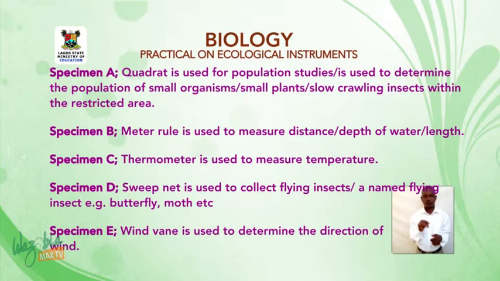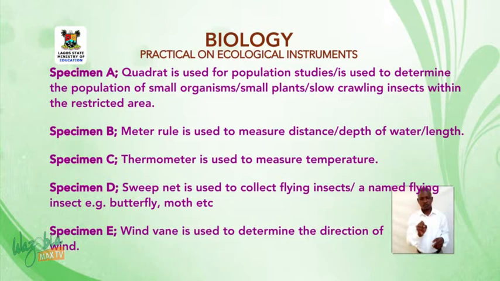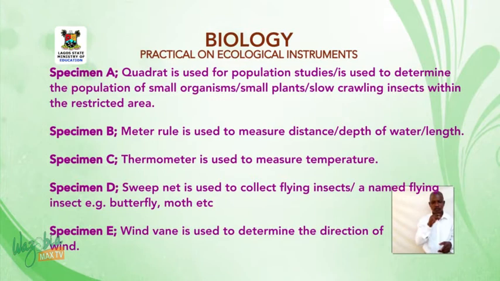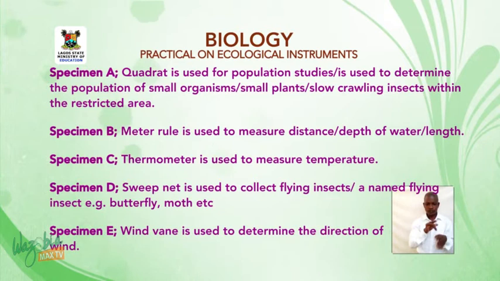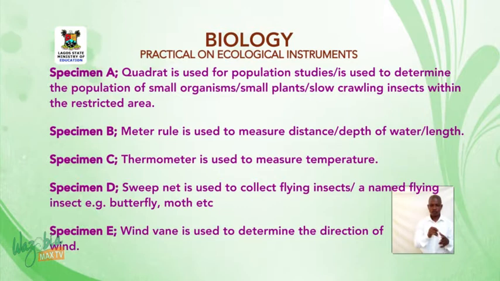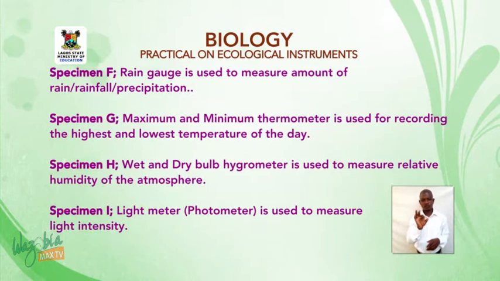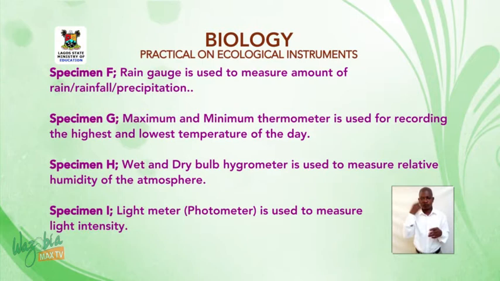Specimen B, meter rule, is used to measure distance or depth of water or length. Specimen C, thermometer, is used to measure temperature. Specimen D, sweep net, is used to collect flying insects or a named flying insect, example, butterfly, moth, etc. Specimen E, wind vane, is used to determine the direction of wind.